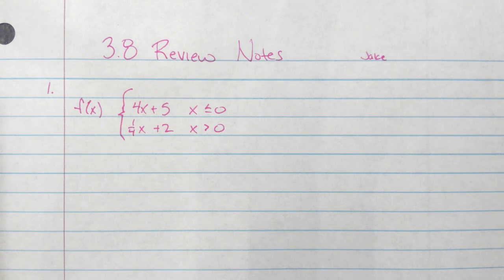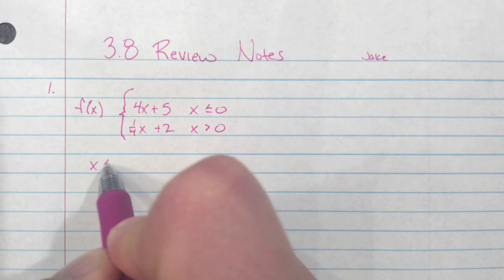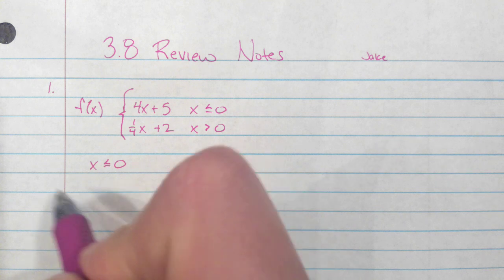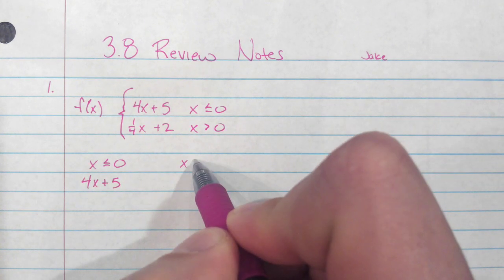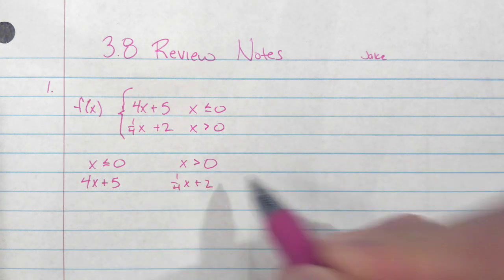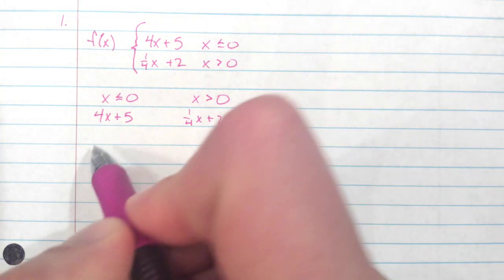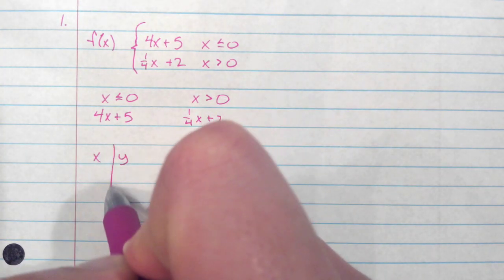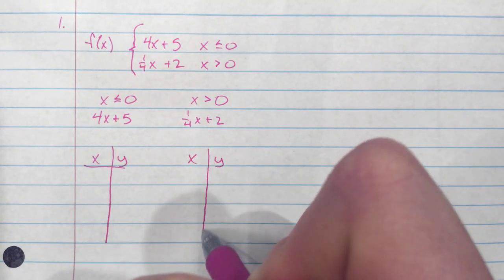Okay, so again, we will have the two pieces. We'll make two tables for those. So x is less than or equal to 0 and it's 4x plus 5. If x is greater than 0, it is 1/4 x plus 2. So you'll see I write it all down twice. I know it's extra work, but that's okay. And then make an xy table for the first one. Make an xy table for the second one.